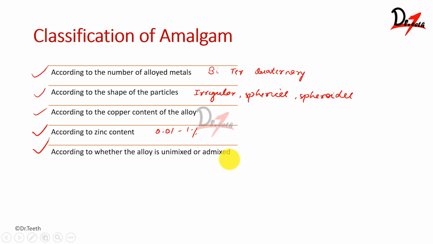But just let's remember that amalgam can be classified according to the number of the alloyed metals, according to the shape of particle. This irregular one is the lath cut, okay? And then copper content, high copper, low copper, zinc content, and whether the alloy is unimixed or admixed.